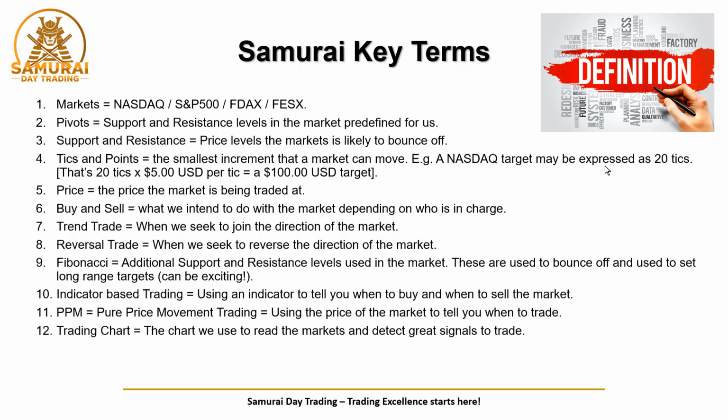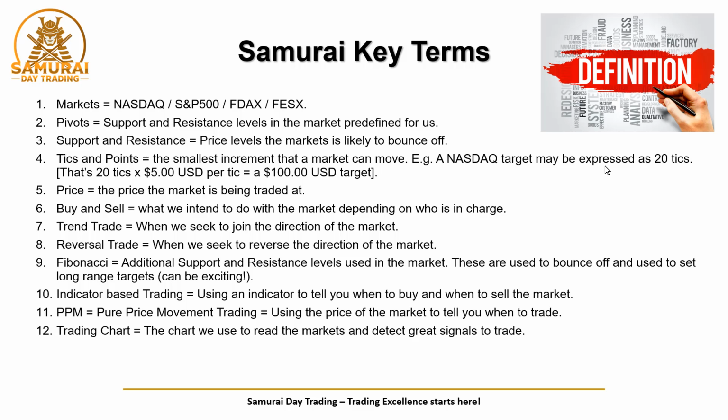Now, in saying that, ladies and gents, the markets that we typically focus on are the NASDAQ, the S&P, the FDAX, and the FESX. Now, the pivot lines you will see in the charts are basically mobile support and resistance lines that we can trade off every single day. What does support and resistance mean? Basically, the market normally bounces off support like the floor of a house, and the resistance is the ceiling. So the market will quite often bounce between the support and the resistance. They're literally just lines on the chart that bounce the market both up and down.